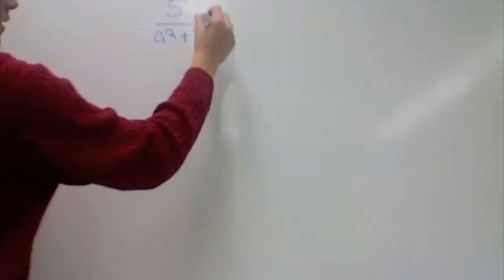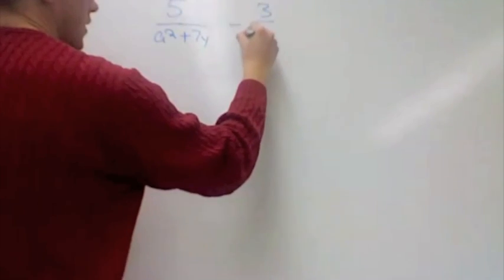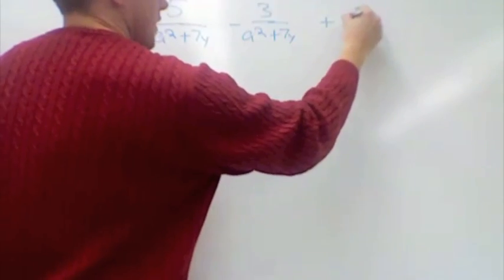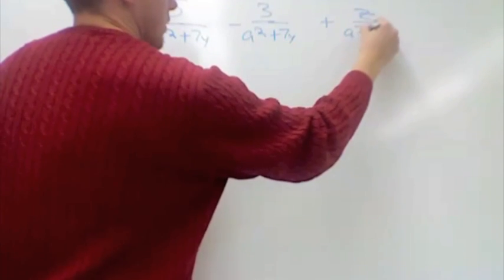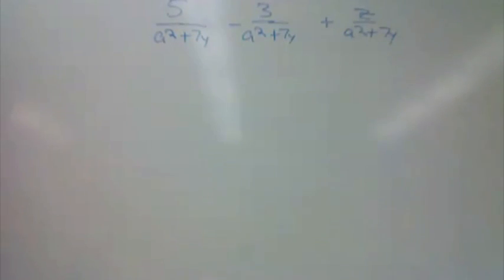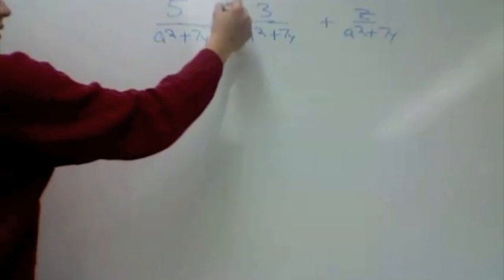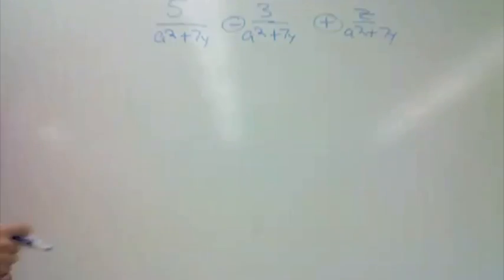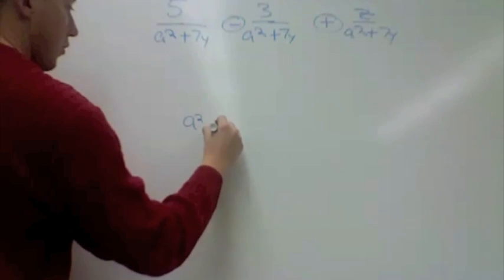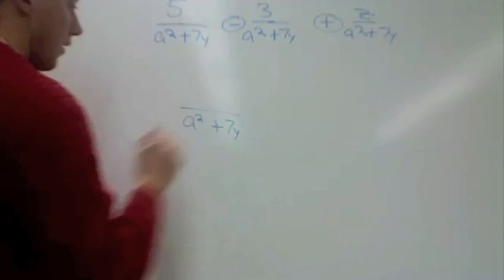So we're going to do another example here. We're going to take 5 over a squared plus 7y minus 3 over a squared plus 7y plus z over a squared plus 7y. Now keep in mind, we are not multiplying here. Don't get confused. We have signs of subtraction and addition here. Obviously we have a common denominator of a squared plus 7y.